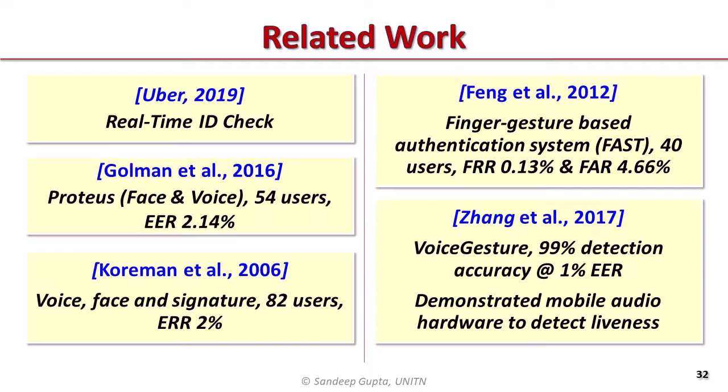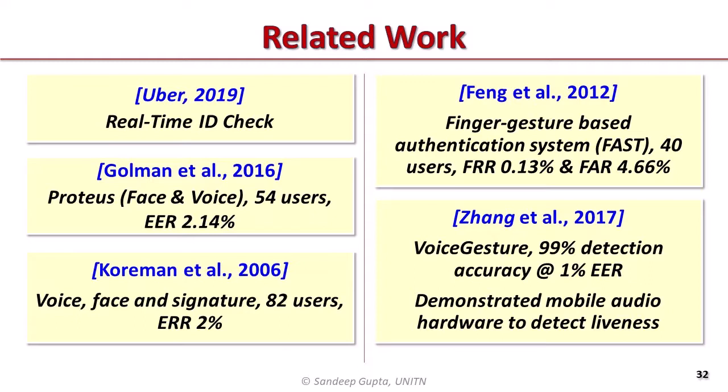For related work, we studied multimodal user authentication systems for smart devices that use similar biometrics as ours. The Proteus system used face and voice features. Principal components using principal component analysis and MEL frequency cepstral coefficients for face and voice modality were extracted. They achieved an equal error rate of 2.14% using latent Dirichlet allocation on a dataset of 54 users. Corman leverages voice, face and signature modalities for user authentication on mobile devices. They achieved an EER of 2% using Gaussian mixture models on the audiovisual database and the Biomed online signature database.